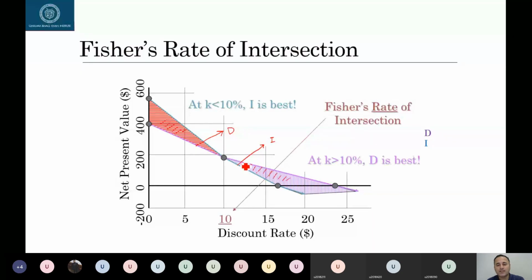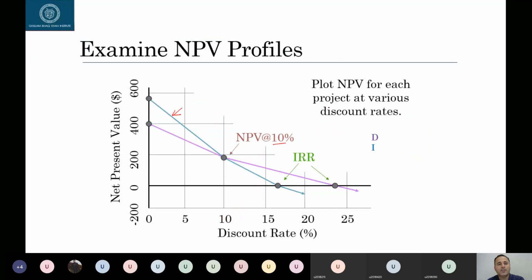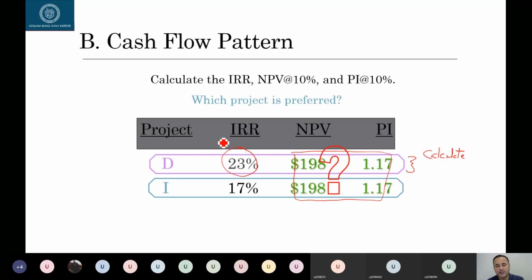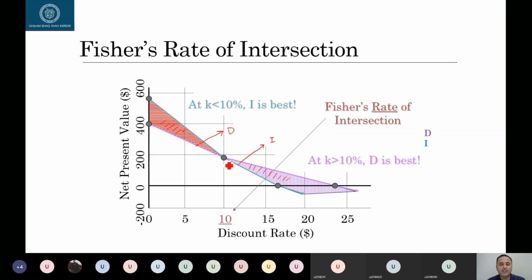And the slope, as I said, is different because the cash flow pattern is different. This point where both the projects are equally attractive, that point is called Fisher rate of intersection. So the point at which both or any alternative projects are equally attractive based on NPV, that rate of return is called Fisher rate of intersection.